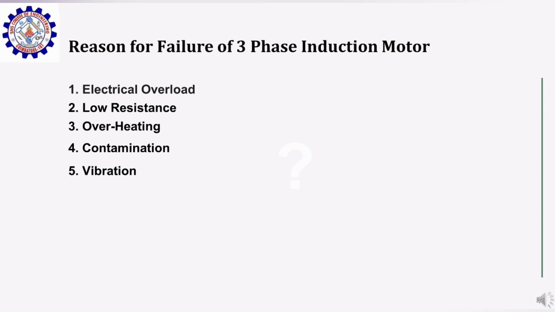Coming to electrical overloading. Generally, electrical overloading in the motor occurs when the motor draws more current than it is designed to handle. This can lead to overheating, reduced efficiency, and also potentially damage the motor or other connected equipment. There are several factors which can result in electrical overloading in a motor.